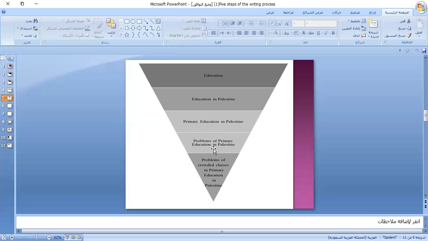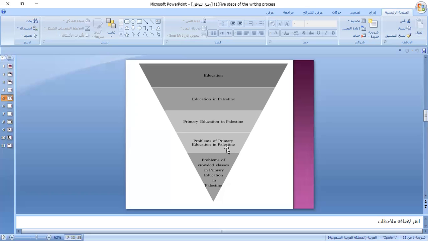Now let's go narrower. We said primary, again, education in Palestine, primary education in Palestine. Even when you want to talk about primary education in Palestine, it is still big. So you fix it more, you narrow it more. Problems of primary education in Palestine. Even this one is also big because there are tens or hundreds of problems. You cannot talk about all the problems in primary education in Palestine. You cannot do that, okay? So you come to the area of problem of crowded classes. One problem only, crowded classes.